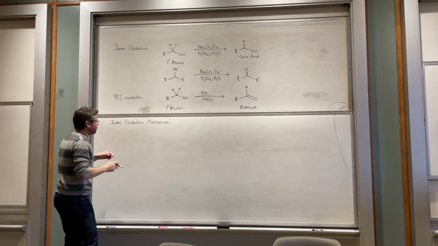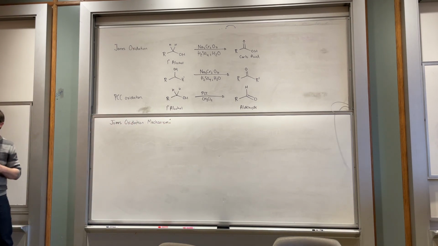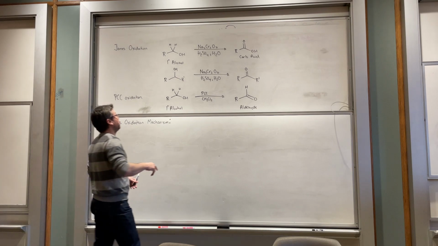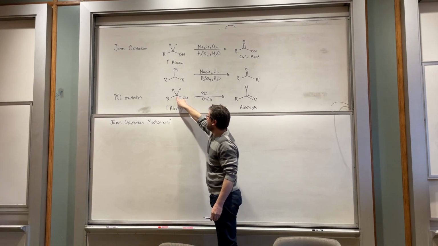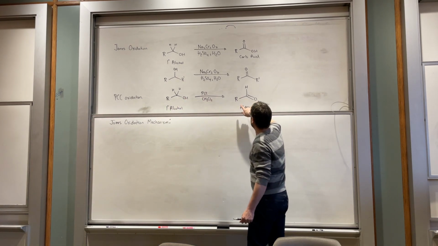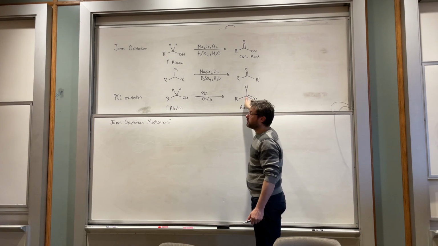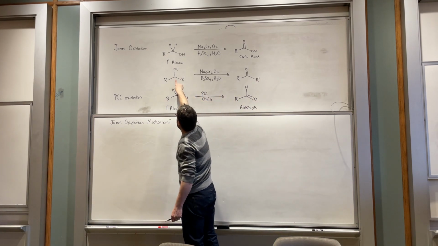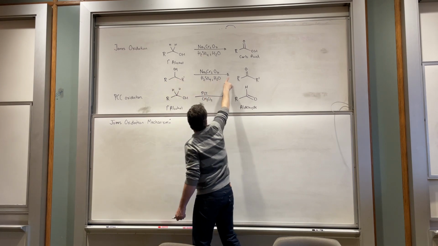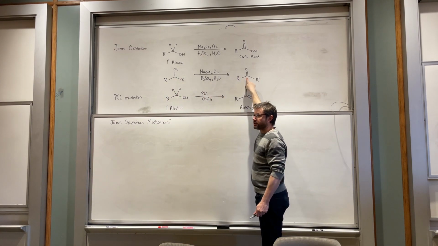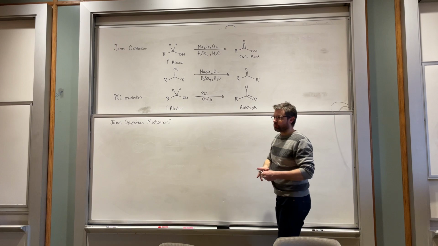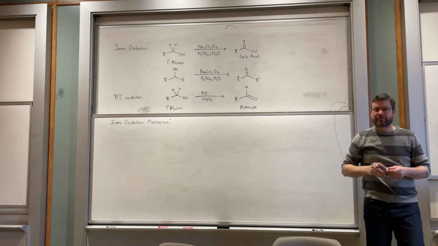All right, so let's take a look at the mechanism of the Jones oxidation to see if we can understand. Question. Jones and PCC oxidation. Can you only do the primary and secondary alcohols, but not? Yes, yeah. So if you look at these, what's happening is we're replacing bonds to hydrogen with bonds to oxygen. So if we have a secondary alcohol, we only have one hydrogen, right? So we can only make one more bond to oxygen. Tertiary alcohols, no hydrogens.